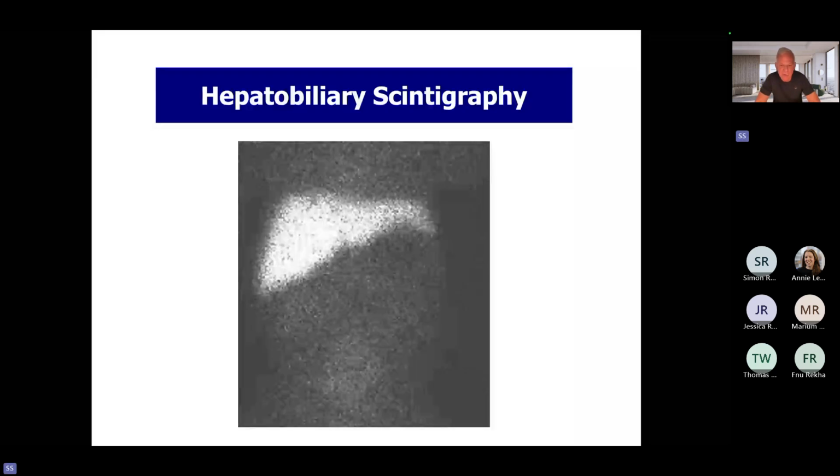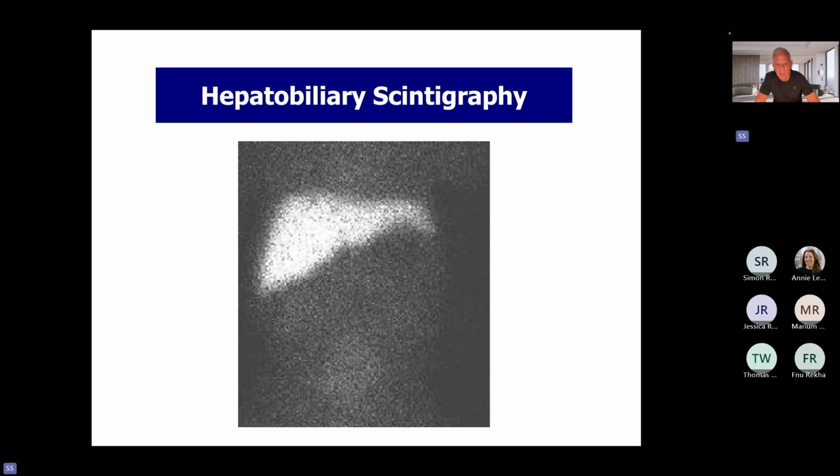This is a test I never do for biliary atresia. It's very sensitive, but not very specific. I tend not to do hepatobiliary scintigraphy. I think it leads you down the wrong path. The only way that hepatobiliary scintigraphy is going to be useful is if there's unequivocal excretion of dye into the intestine. And then ultimately, it goes into the kidneys as well.